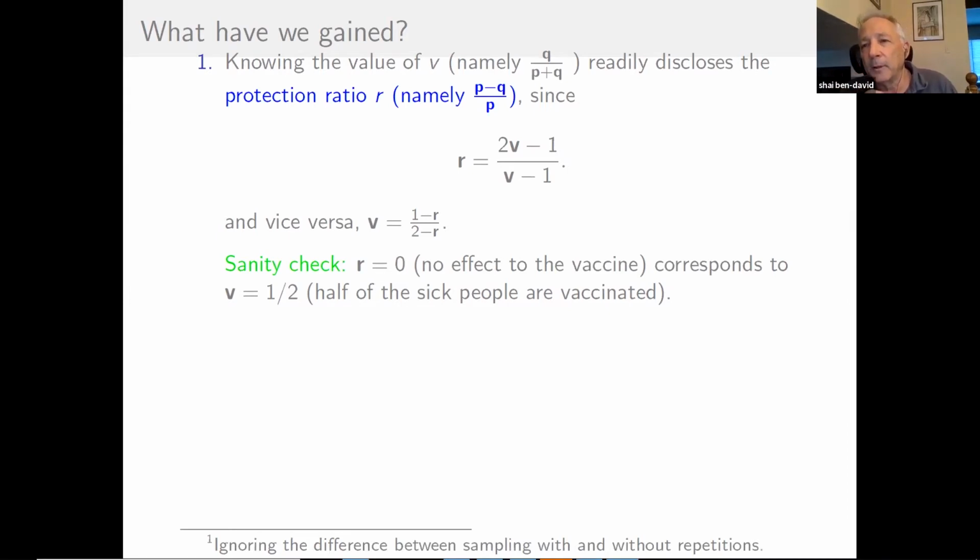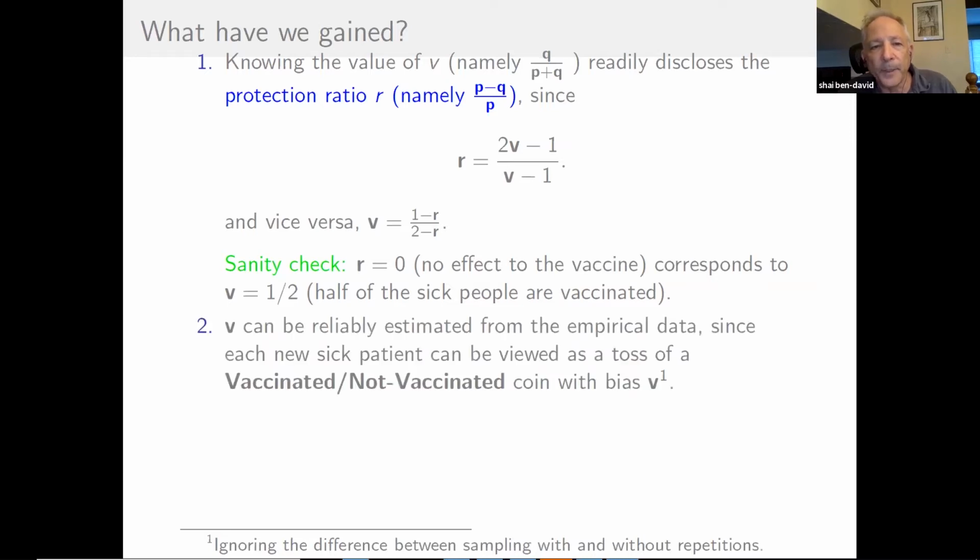Then if I'm a doctor and I see a patient and I have to estimate, did they get the vaccine or not, my guess will be exactly half, because half got the vaccine and half got the placebo, right? So if the effectiveness is 0, we should get V equals half, and that's what we get here. If the effectiveness R is 0, we get here 1 minus 0 over 2 minus 0. So just a sanity check that those formulas make sense.